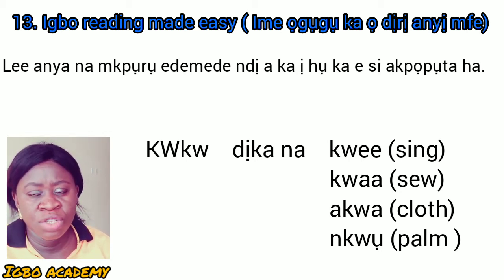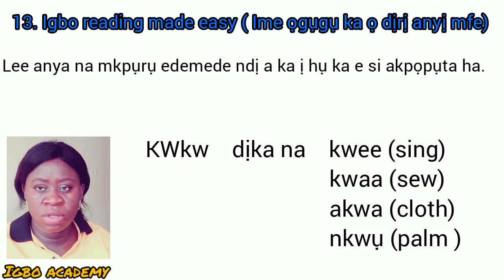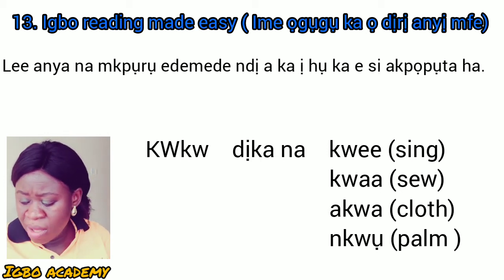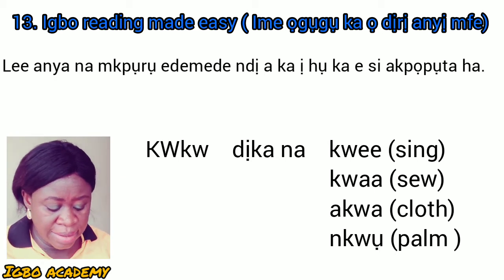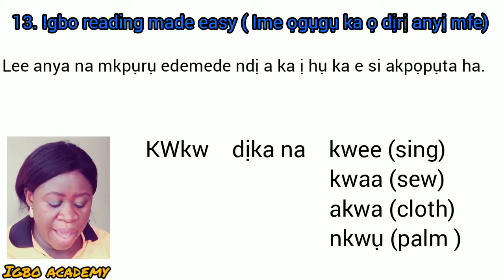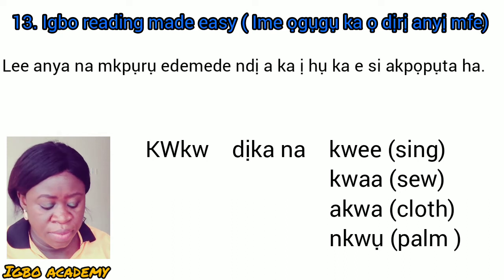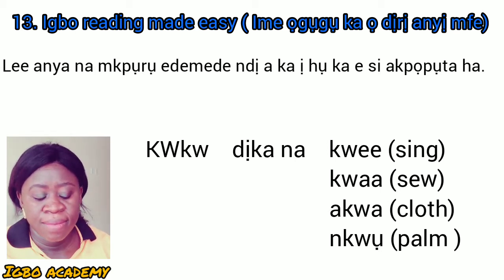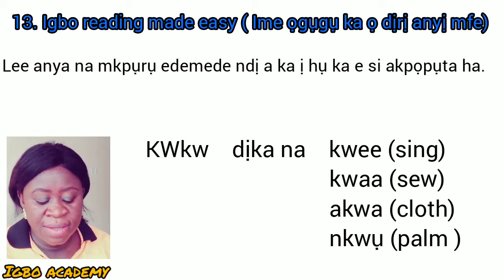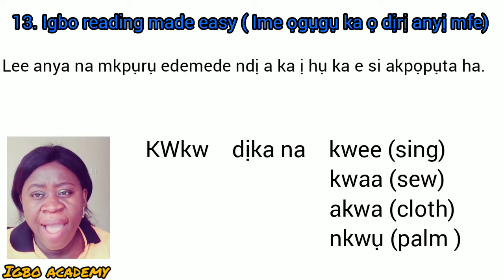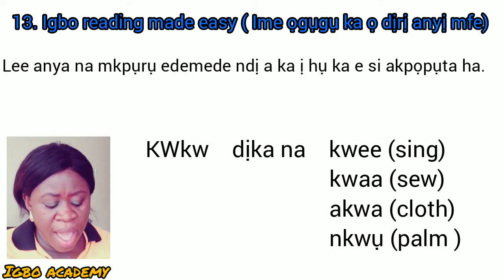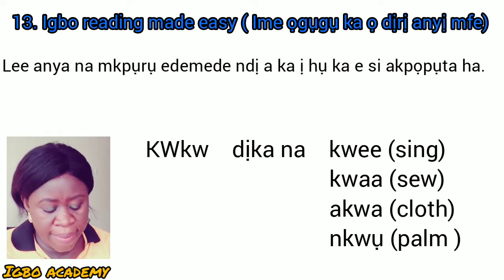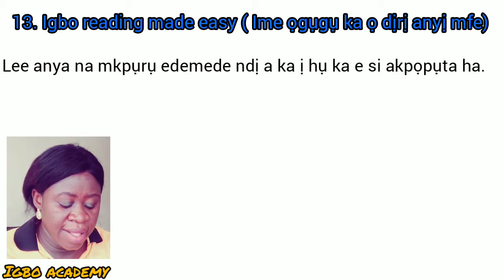Kwa means sew, to sew clothes. Aqua, clothes. And nku, palm. Kwe, sing. Kwa, to sew. Aqua, clothes. Nku, palm. Next is L.